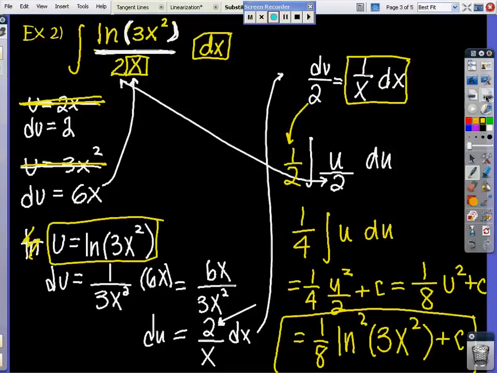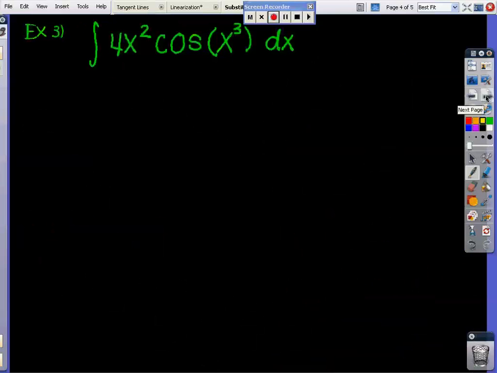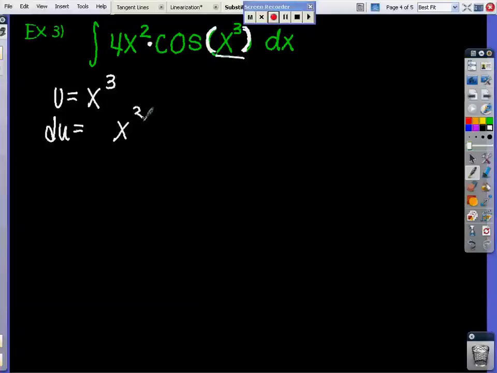Example 3, moving on. So 4x squared cosine of x cubed. So when I'm looking at this, hopefully you kind of notice the quotient rule, the chain rule and the product rule is what we need to get rid of. But if you do think about it, x cubed, its derivative will be some derivation of x squared. And in this case, it's 3x squared dx. The x squared I have, the dx I have, the problem is I don't have this 3. So the 3 gets moved to the other side.